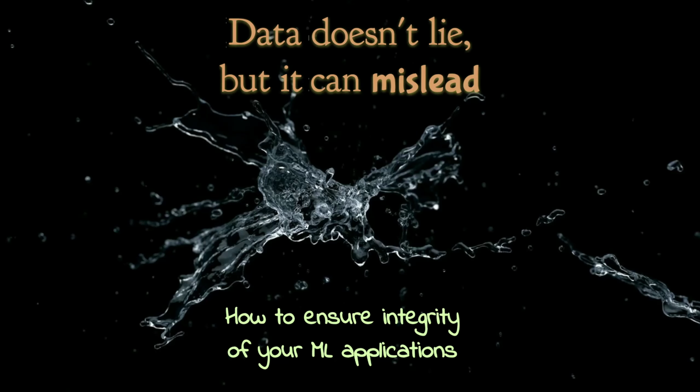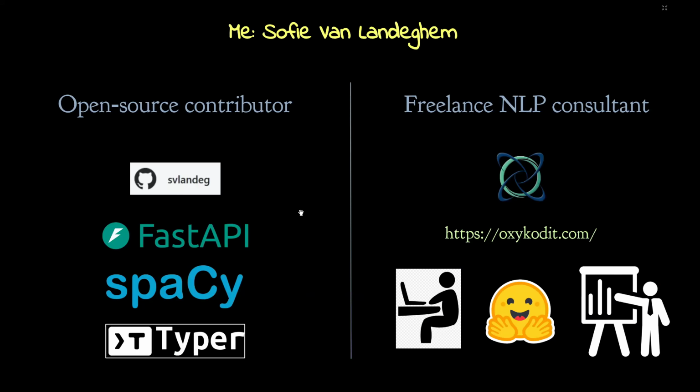So just as a quick introduction about myself, I have a twofold career. Every week I have two different hats on. On the one hand, I'm an open source contributor, and in the past, I've contributed a lot to the NLP library that maybe some of you know, spaCy. And I'm currently also contributing to FastAPI and Typer, other well-known Python packages that are fully open source and fully free. You can find my handle there as Sofie Van Landeghem.